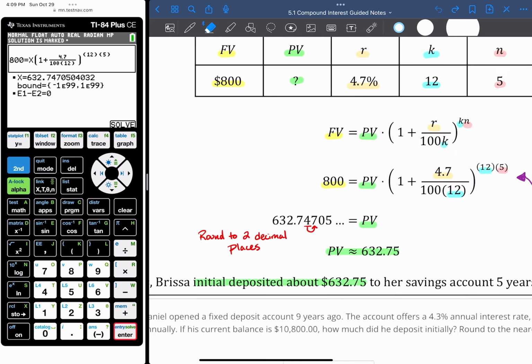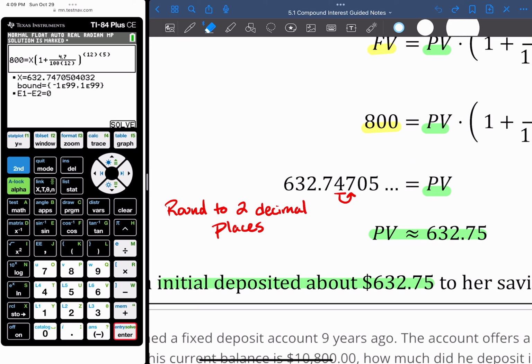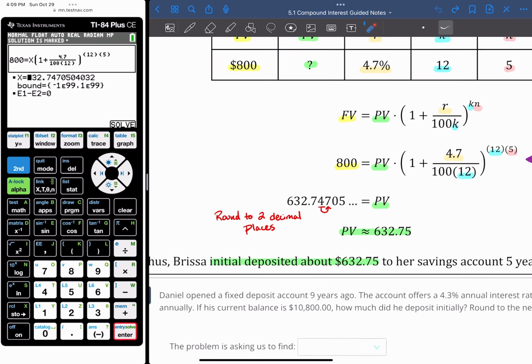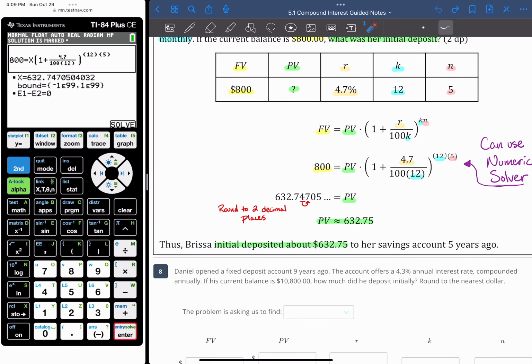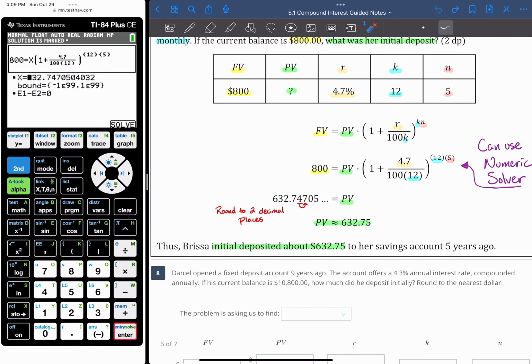We're going to get a huge value that goes on for a while, but again, I'm just going to round to 2 decimal places. So in this case, I'm going to take 632.74705. I'm going to look for the second decimal place. It's the 4. Should I round that 4 up? Well, it depends on the number to the right. In this case, it's 7, which causes this 4 to turn into a 5. So, Brissa's initial deposit was about $632.75 into her savings account 5 years ago.